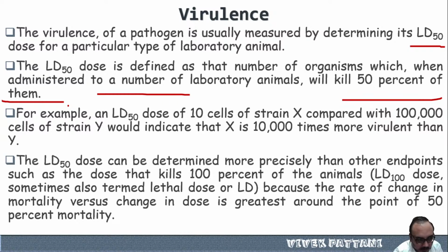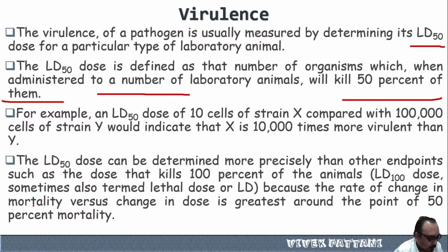I'll give you an example, it will be easy for you. Now moving forward, the LD50 dose can be determined more precisely than other endpoints, such as the dose that kills 100% of the animals, which is also known as the LD100 dose. It is used because the rate of change in mortality versus the change in dose is the greatest around the point of 50% mortality.